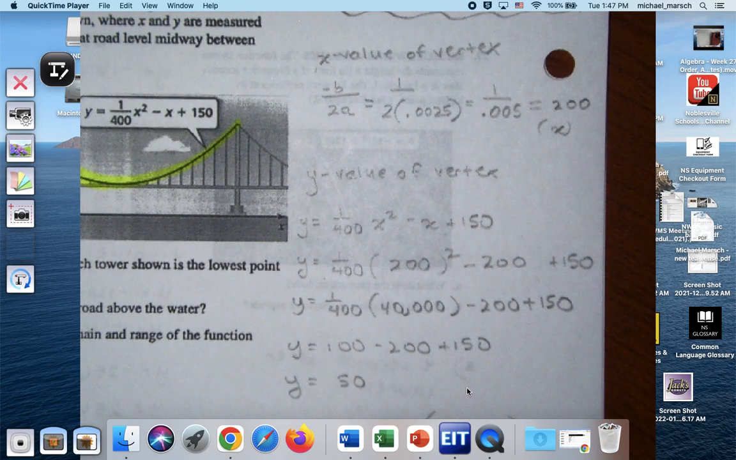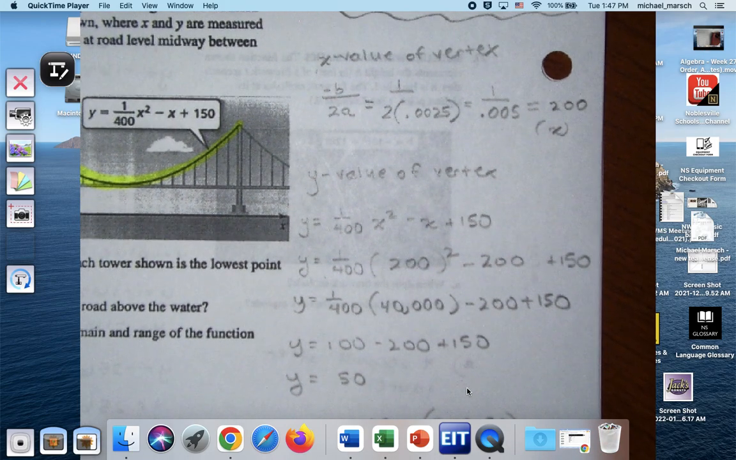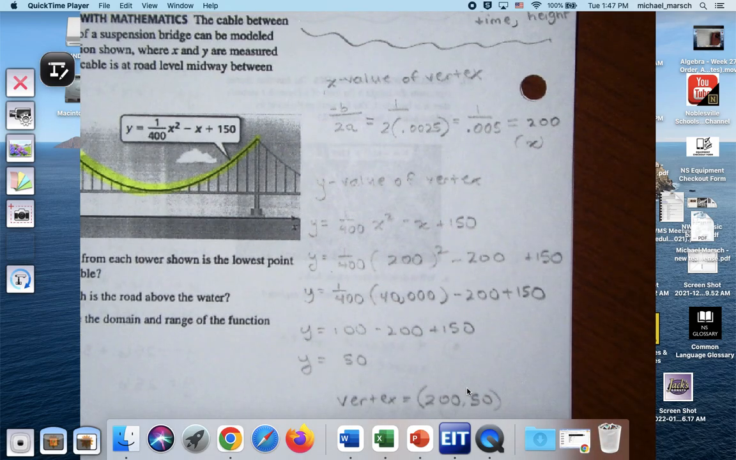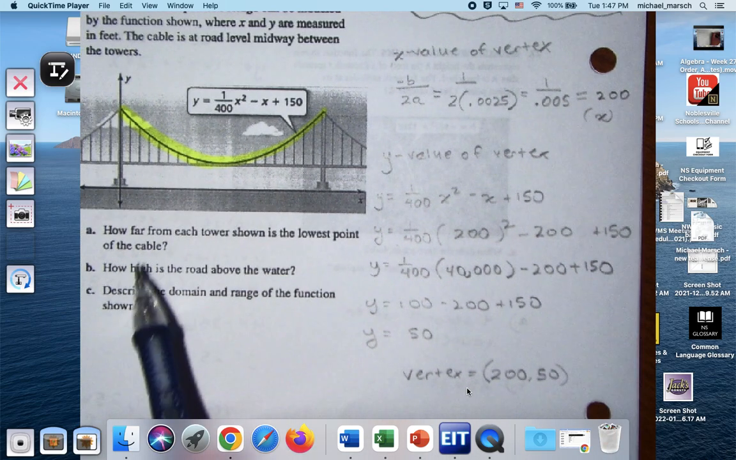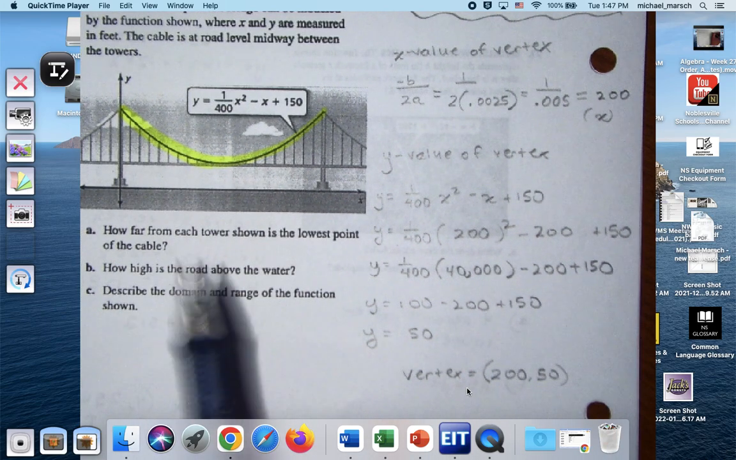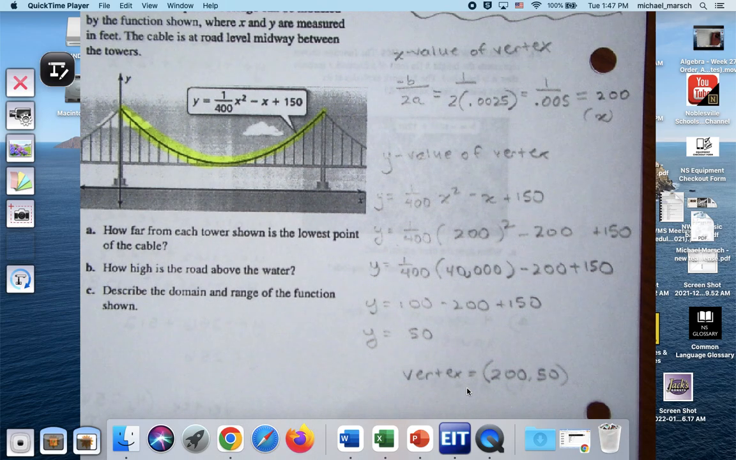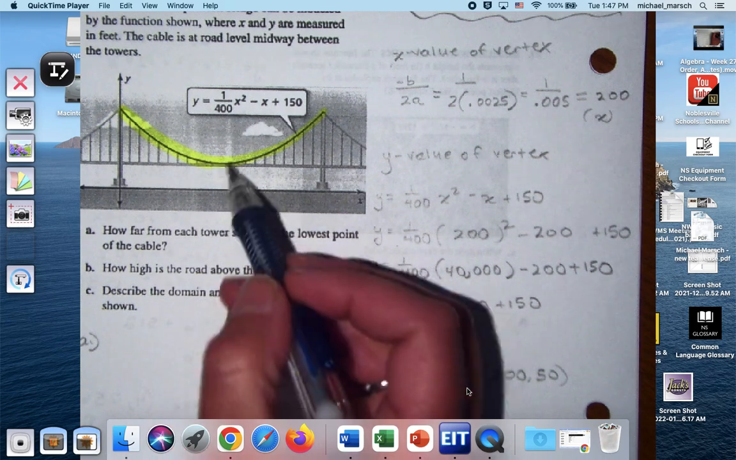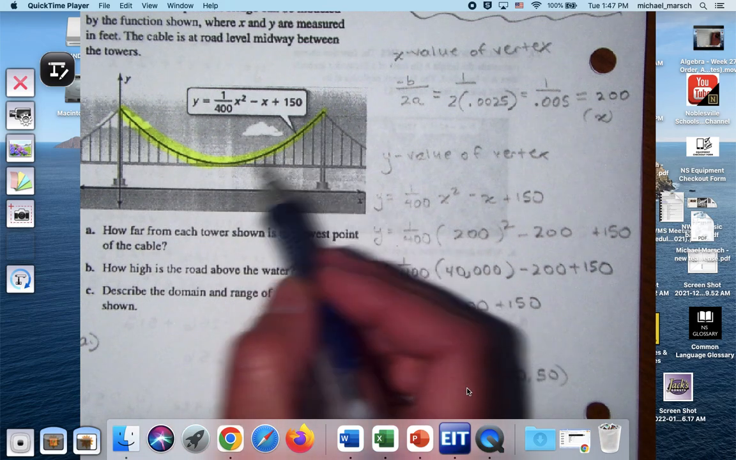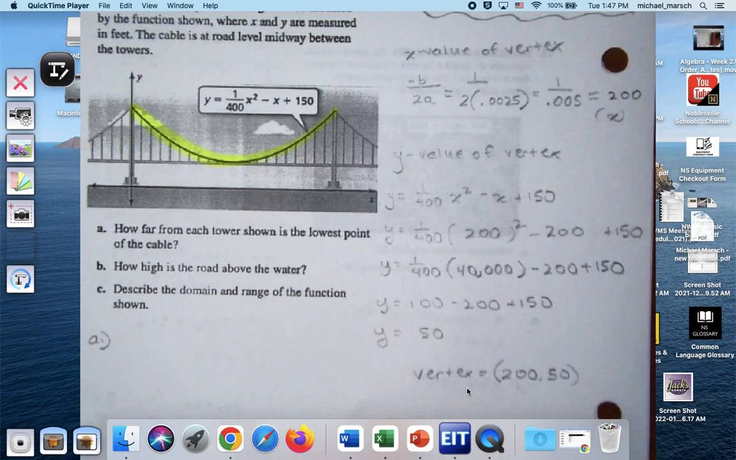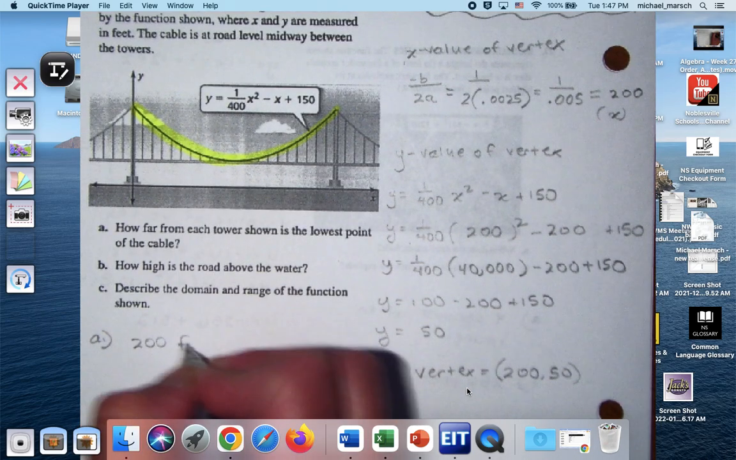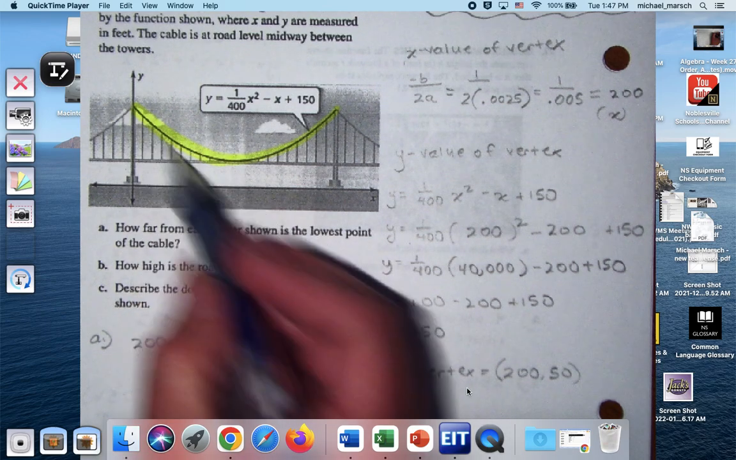Okay, so now we have the vertex. We know that the x value was 200, the y value was 50. So let's take this information and link it back to these questions. How far away from each tower shown is the lowest point of the cable? So how far is this vertex here? 200 feet, right? It takes 200 feet to get to this point.